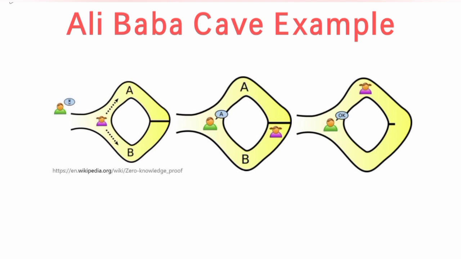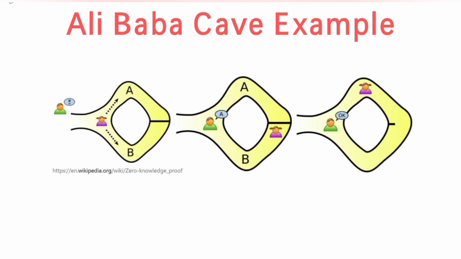Then Peggy takes a random path without Victor seeing which path she chooses. After that, Victor enters the cave and shouts the name of the path he wants her to use to return, either A or B, chosen randomly. If Peggy knows the secret word, she has no problem returning to Victor using the correct path. But if Victor calls her only once, Peggy has a 50% chance of being lucky if Victor calls her to return the way she entered the cave initially.